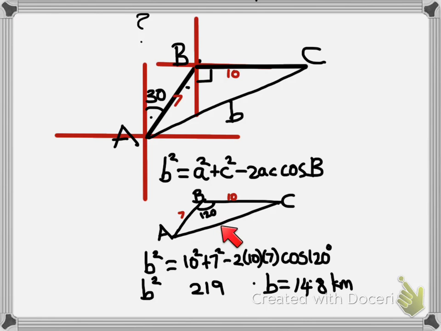So the side I want to find, which is b, I'll use b squared equals a squared plus c squared, so that's 10 squared and 7 squared, minus 2 times 10 times 7 times cos of the angle 120. I get 219 for b squared, so I need to take the square root of that and I get 14.8 kilometres.